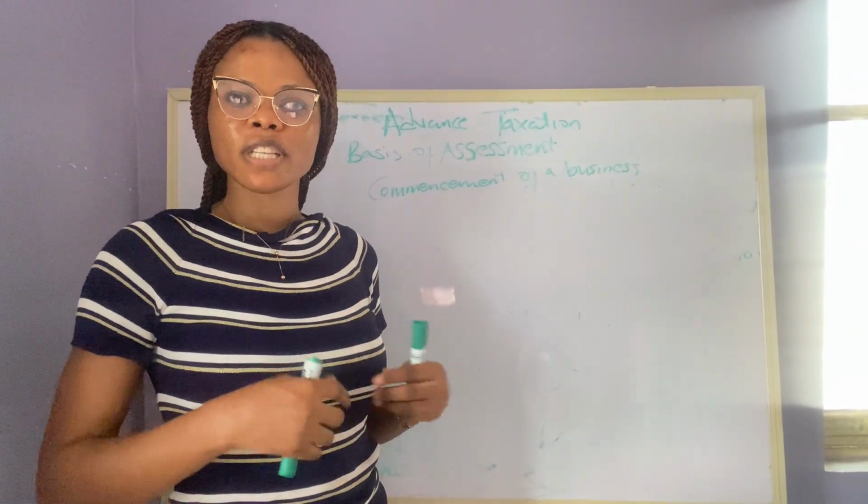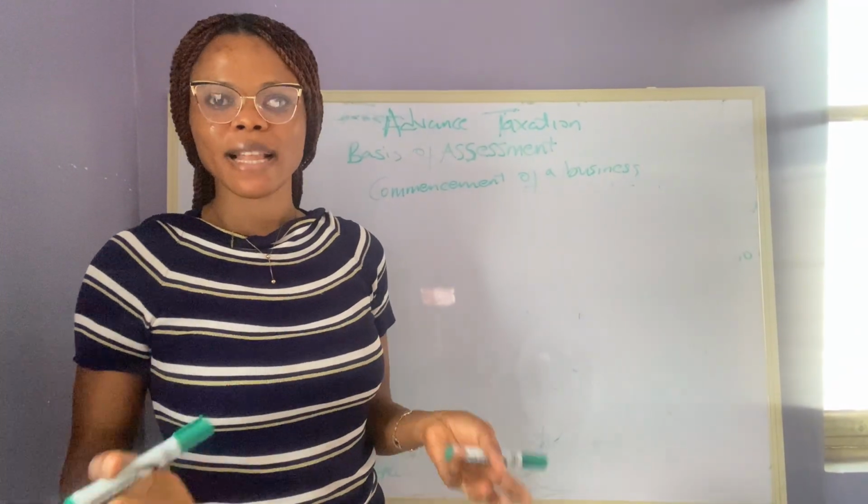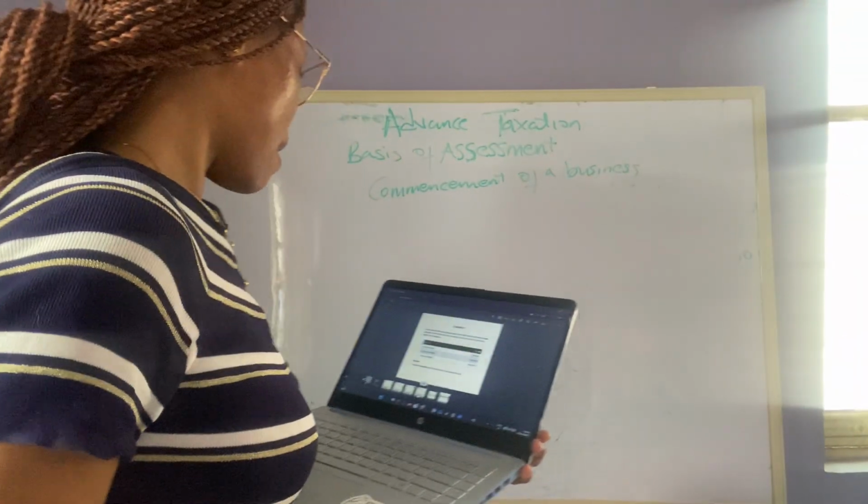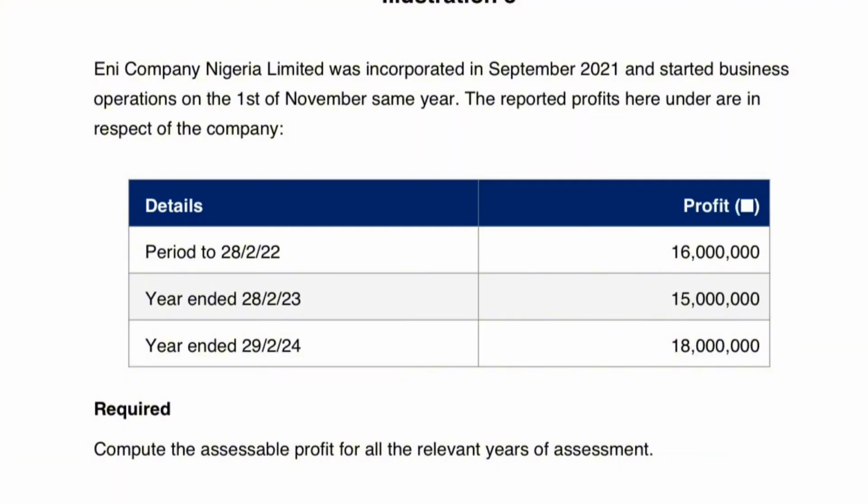That question demonstrates a situation whereby there's an overlap, right? So the question says Any Company in Nigeria Limited was incorporated in September 2020, right? And started business operation on the 1st of November same year. Remember, incorporation date is not important. You only need the commencement date.